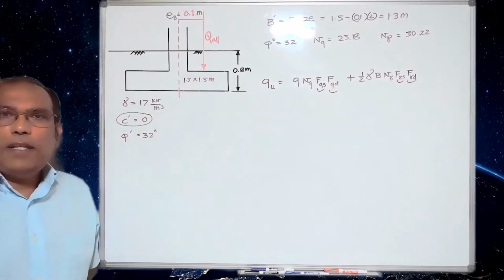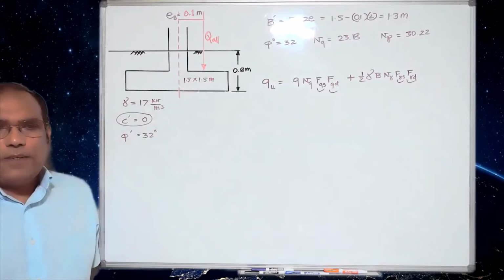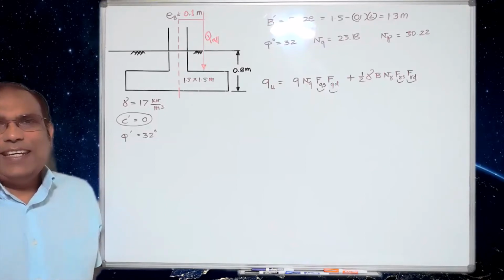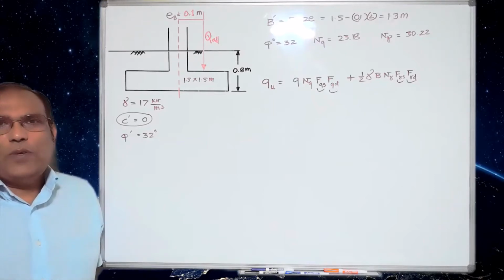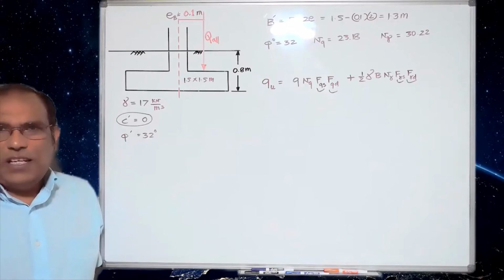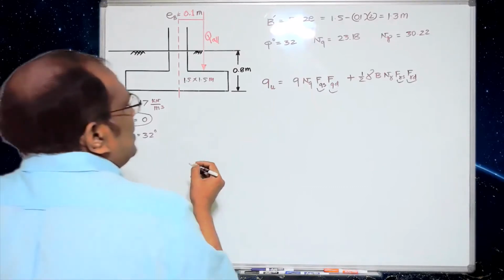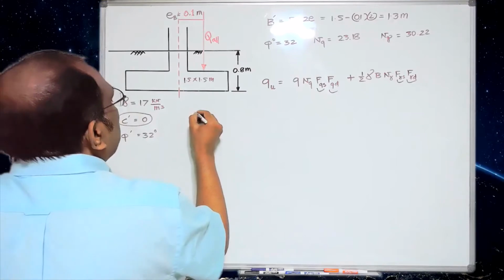You can remember that to find out the shape factors, you have to use the B prime value, the effective width value. On the other hand, to find out the depth factor, you have to use the original value of B. Now let me show you how to do that. Here is your shape factor.